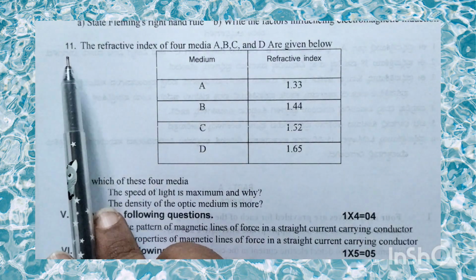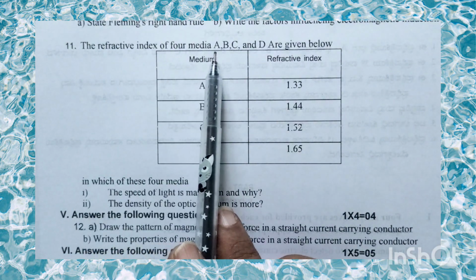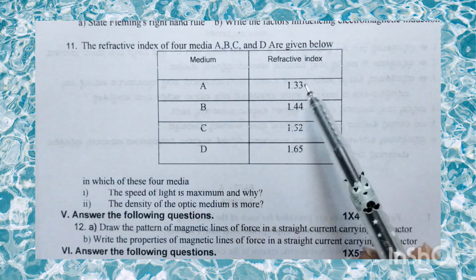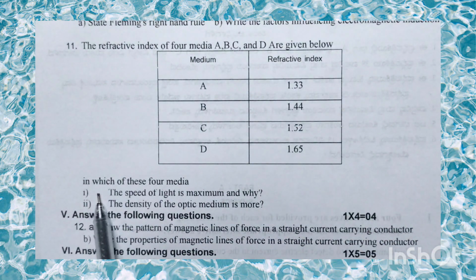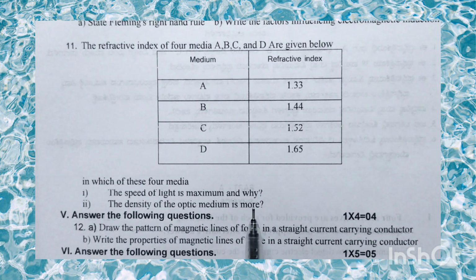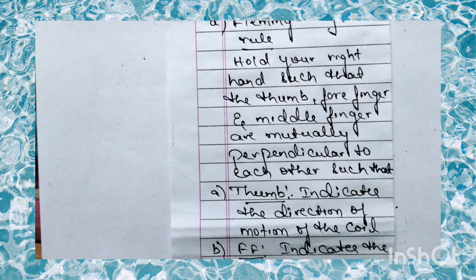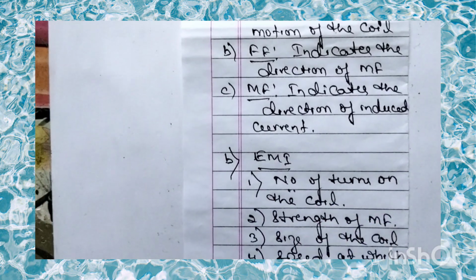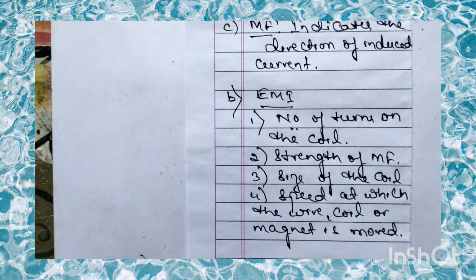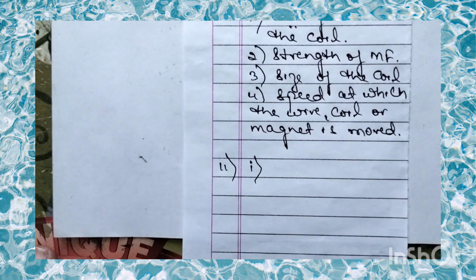Now the 11th question is the refractive index of four media A, B, C and D is given below. In which of these four media the speed of the light is maximum and why? Second one, the density of the optic medium is more. Let us see which optic medium's density is more. So let us answer these two questions. Let us answer the first question, in which media the speed of the light is maximum.